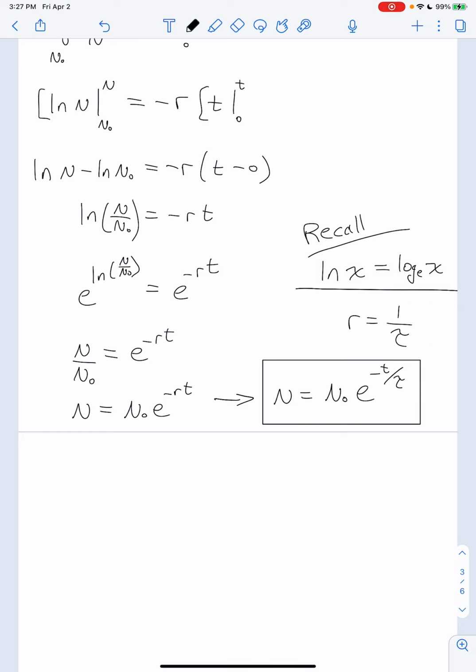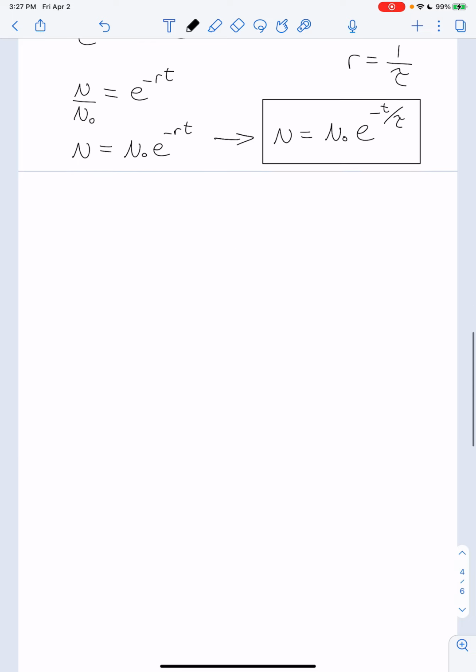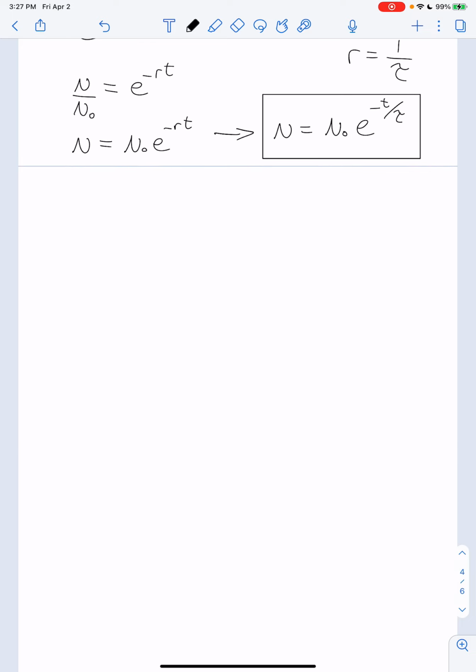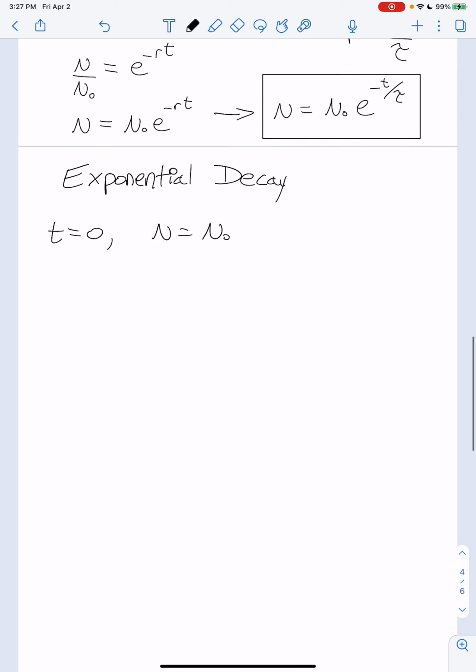So let's take a look at what this is going to look like. This is going to be an exponential decay. At t equal to 0, for example, we have N equal to N naught. If you look at those expressions, you have e to the negative t over tau. So if t is 0, then e to the 0 is 1, so N is equal to N naught.